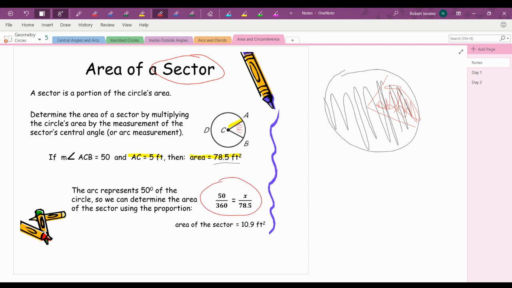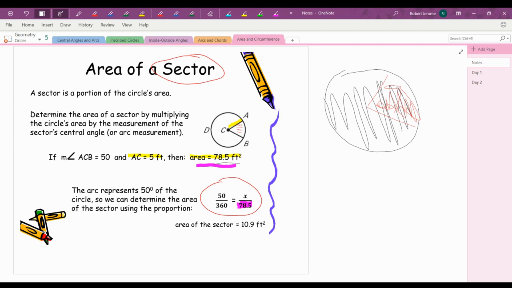Notice, if you compare the two slides, the only thing that changed in our approach is that one number, because now we're doing area, and in the previous question we were doing circumference. That is the only difference. So in this question, the area of the entire circle is 78.5. That would be 360 degrees of the circle. But we're only going 50 degrees of the circle.